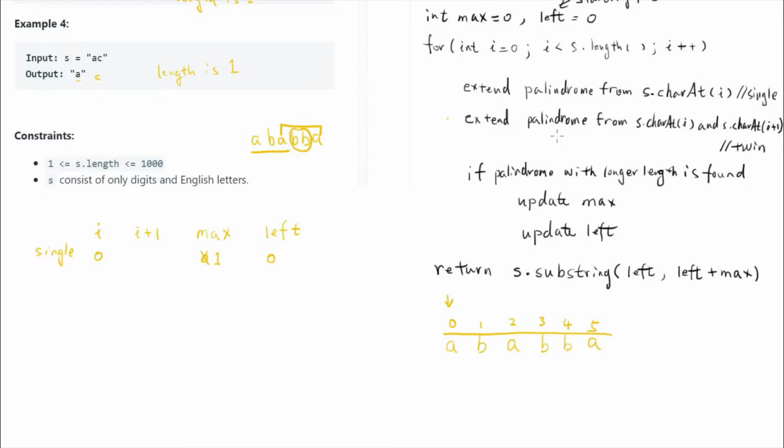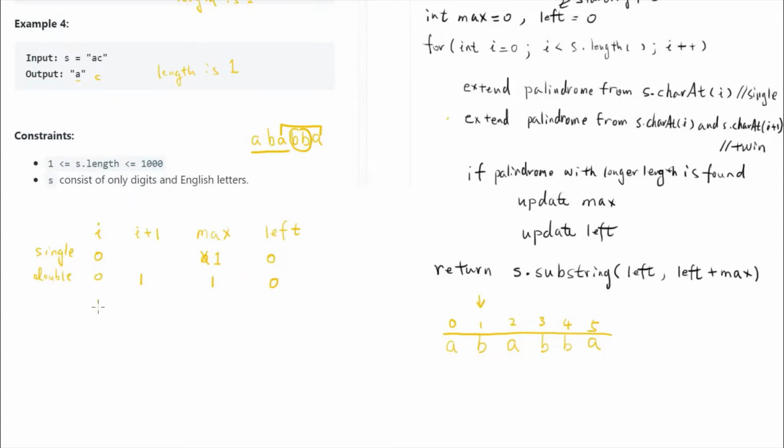Then we'll try to extend the palindrome from the twin center. I is 0 and I plus 1 is 1. And first we will check if the characters at these two positions are equal. A and B are not equal. So we don't have a new palindrome. Our max remains as 1 and the left remains as 0. So next we move the index to the next position.